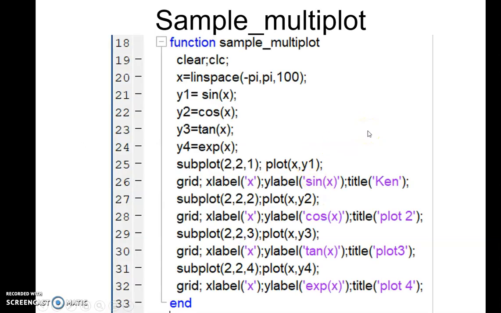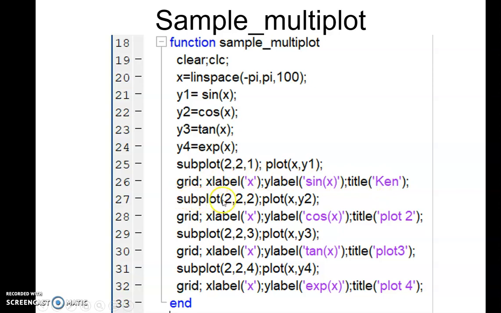All right, I've got an example. You can download it from Module 8. It's called Sample Multiplot. And here it is. There's where I set my x's up, from minus pi to plus pi, 100 points. On the first graph, I'm going to put sine of x. And here's how I do that. 2, 2 means I want 2 rows and 2 columns. 1 means the one in the upper left. Then the regular plot command, x comma y1. Then I can grid and do everything I want to that graph.